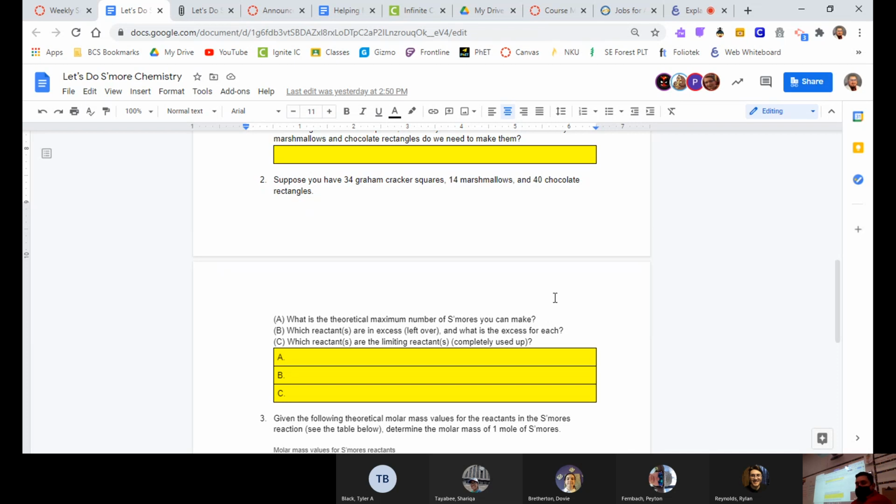B, which reactants are in excess, left over? And C, which reactants are the limiting reagents? They're completely taken up, they're gone. Okay? So again, you can imagine if I have 5 graham crackers but 1 million marshmallows, I can't make 1 million s'mores, right? The graham crackers are going to limit how many s'mores I can make.